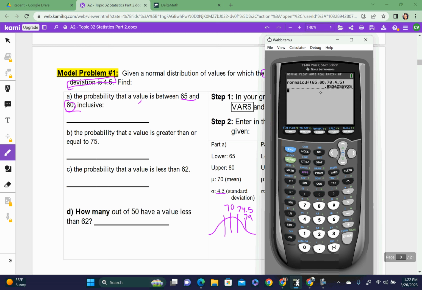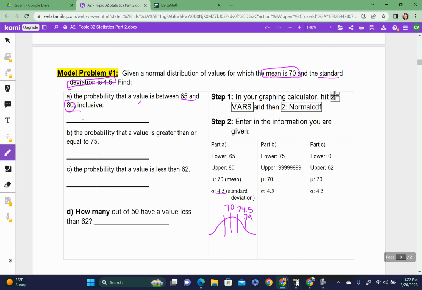So this is going to be 0.85. If we round this to the nearest thousandths, 0.854, which if I wanted to change it to a percent, is 85.4%, okay? Because I'm moving the decimal 2 places to the right to make it a percent. All right, so that's the first one done.